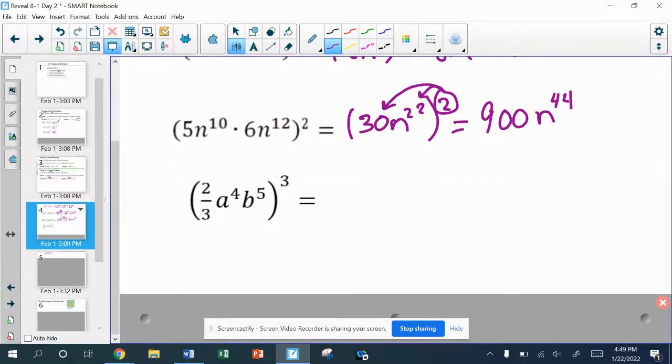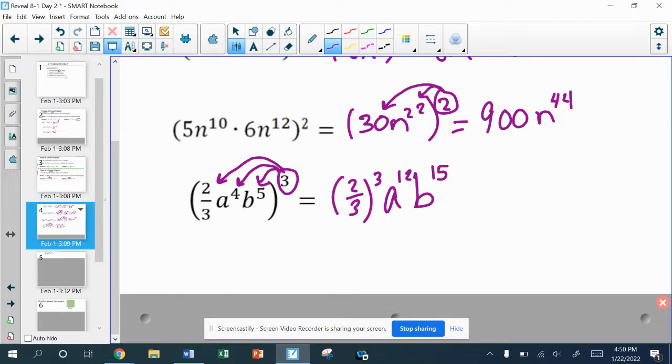And one more problem. Sometimes we'll have a fraction as the coefficient. So this one I'm going to write out again just like this so that we can discuss it. But that exponent of 3 goes on the entire fraction, not just the numerator, it's the whole fraction. This a is going to be to the 12th power when we multiply those exponents, and the b will be to the 15th power. Now, 2/3 cubed, 2/3 times 2/3 times 2/3.